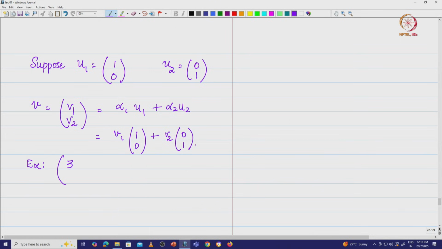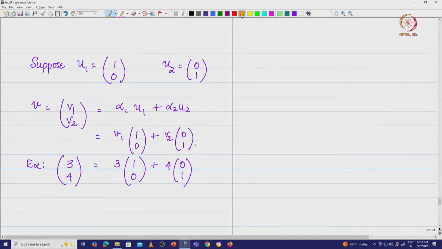For example, the vector 3 comma 4 is nothing but 3 times the 1 0 vector plus 4 times the 0 1 vector. So, this is basically a linear combination of the two standard unit vectors. The vector 3 4 is the linear combination of the standard unit vectors in R 2, right. Let us take another example.